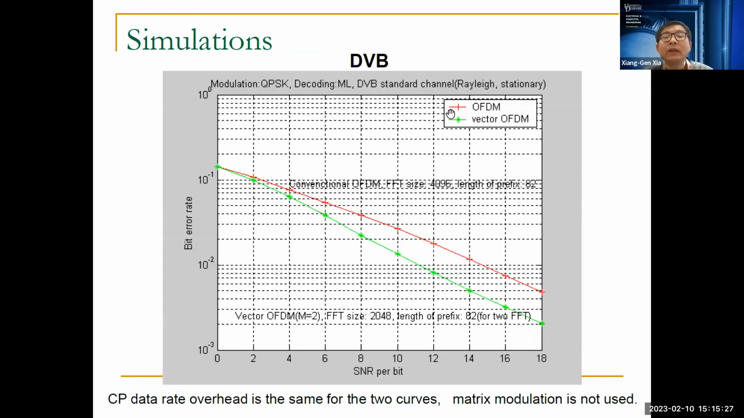And we did a simple test for a DVB system. In this case, the FFT size is 2048. This is a single OFDM, this is VOFDM. Actually, the performance is better. However, the decoding complexity is higher because we are decoding two symbols together in the vector channel.